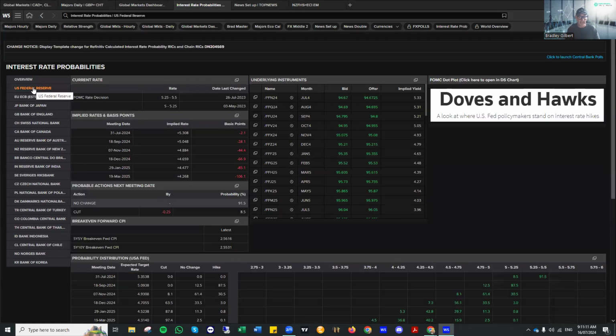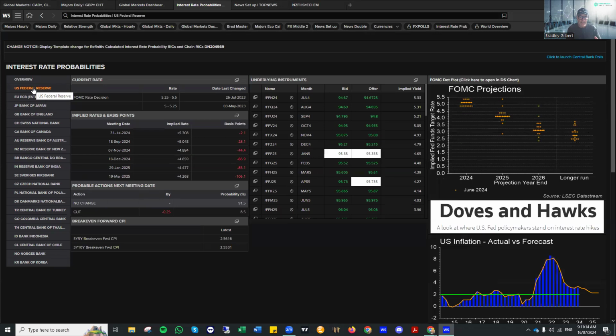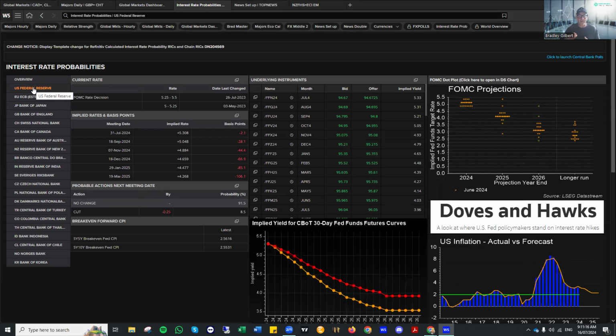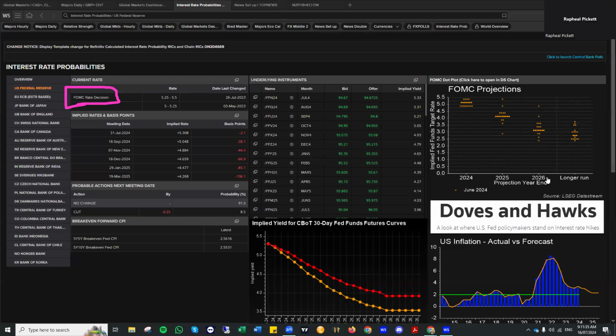When you start putting central banks against each other, and what their plans are, you can start to see a bit of shape around the potential trend for each currency that central bank is managing. Now there's a bunch of different things on this page. Drilling into the Fed, there's the Fed FOMC rate decision. One of the key components here is looking at the current rate, and when they last changed that rate. So you can see exactly what's going on there.